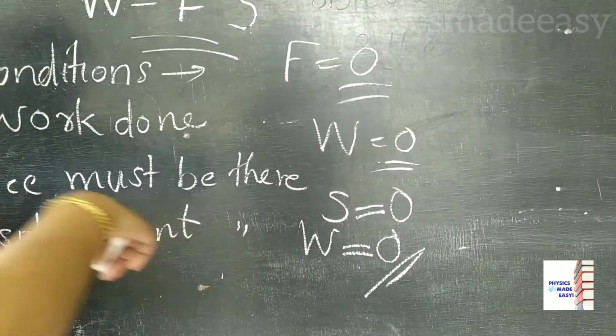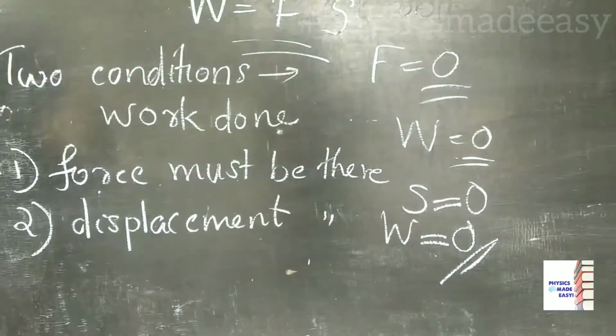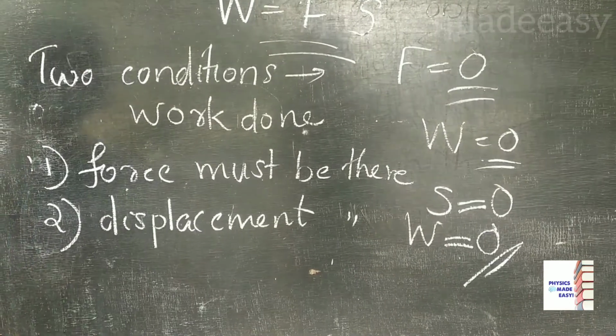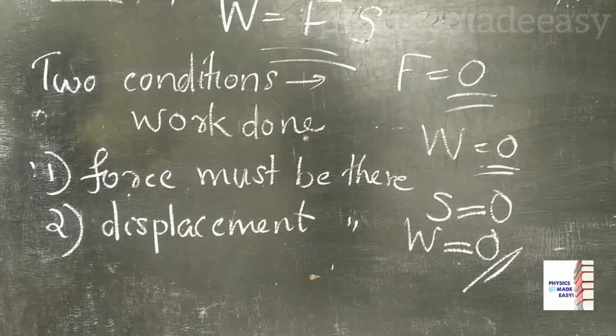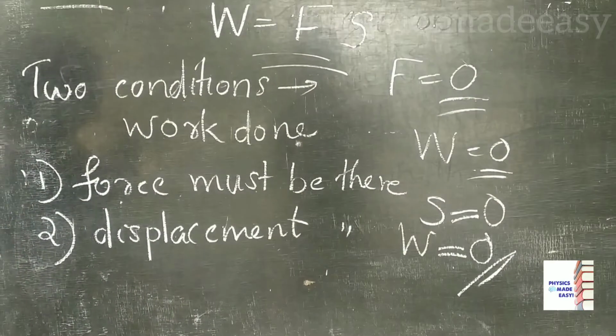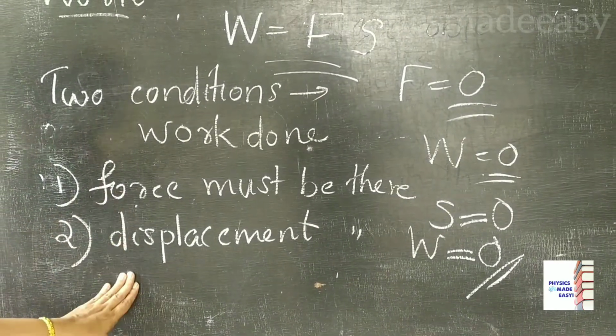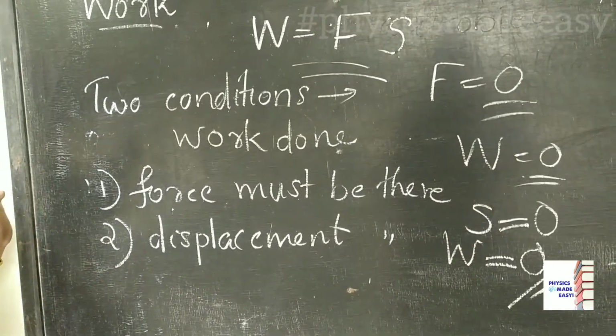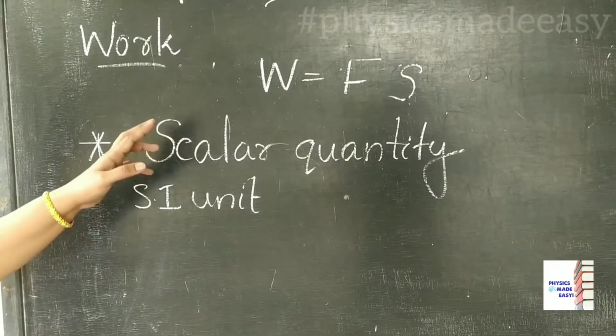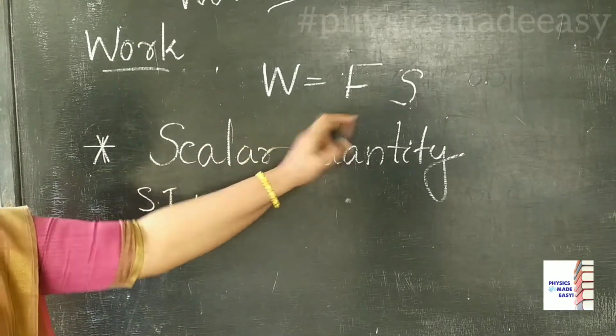First I told you, in the case of this board, or when you are applying a force on the wall, you cannot see any movement there. So there we can say work done will be 0. So the two conditions are, force must be there, and the object should be displaced. Listen children, here work done is the product of force and displacement.